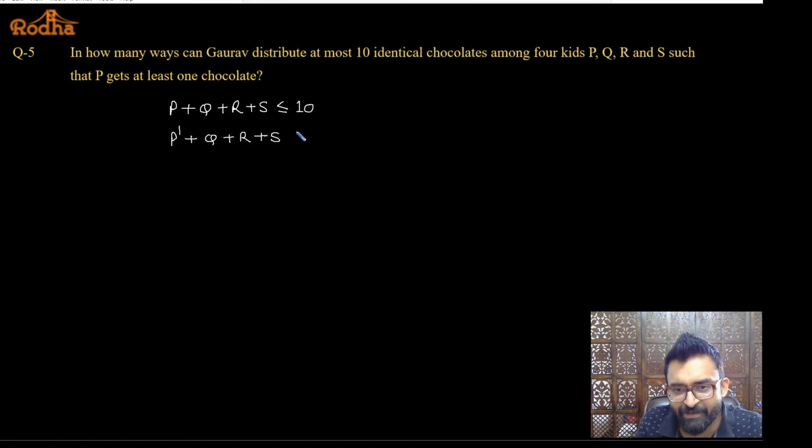So I am left with at most 9 chocolates to distribute. Yes or no? Oh, then it's not correct, beta. 220 is not correct. Okay? I'm left with at most 9 chocolates to distribute.